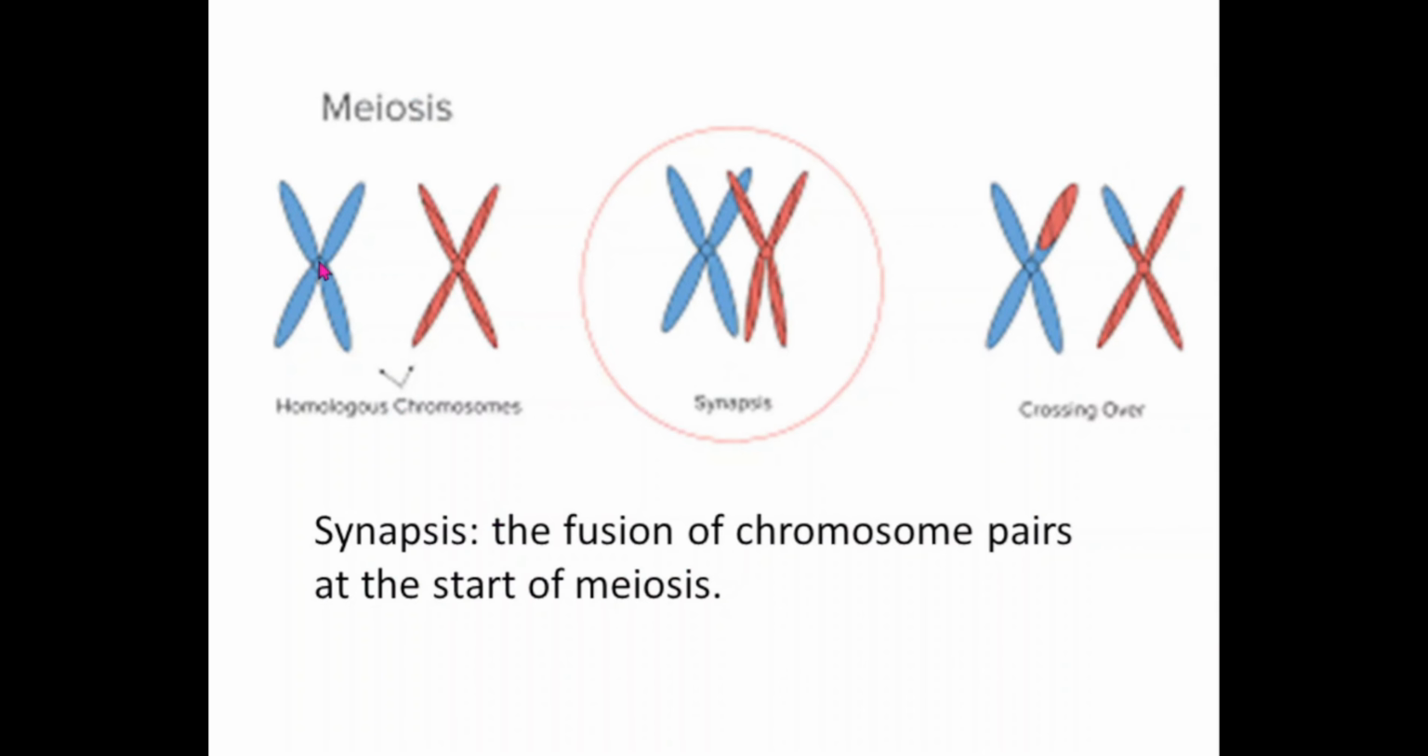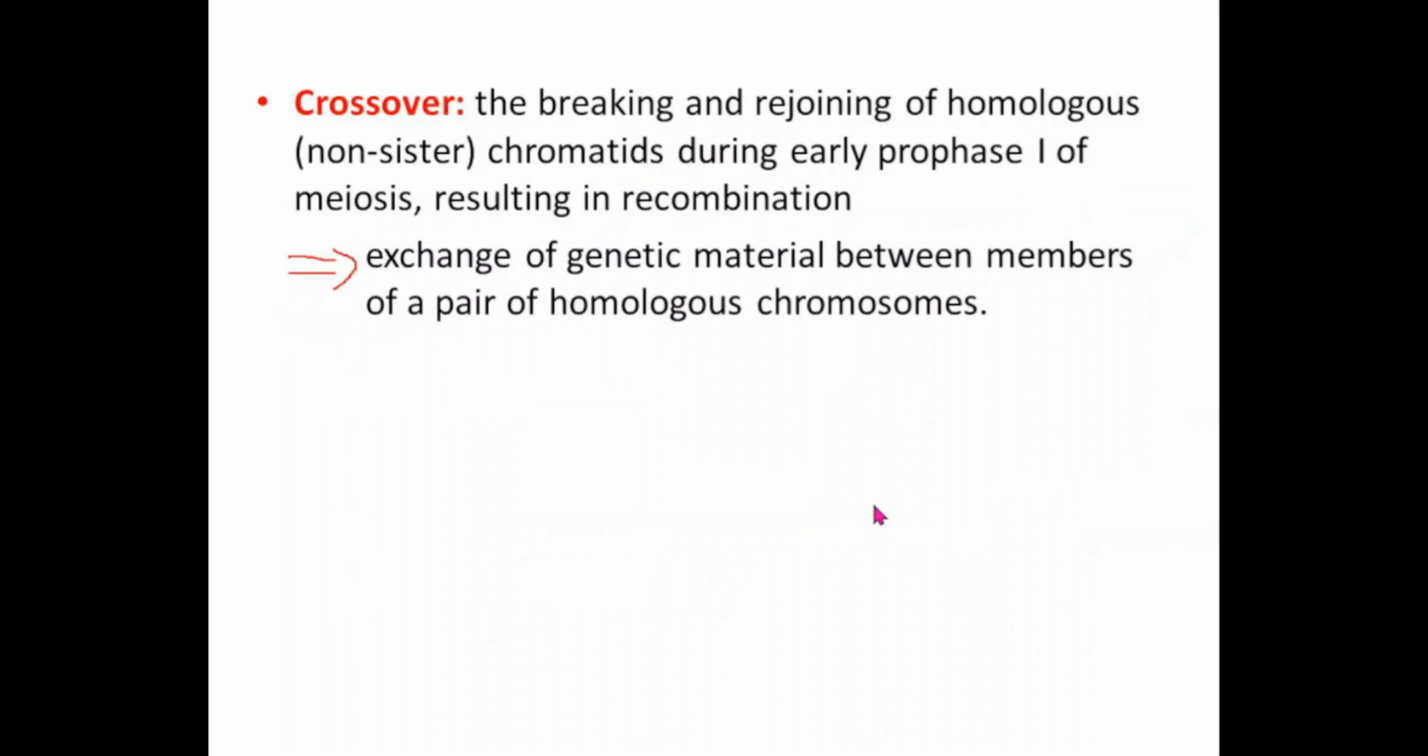This is synapsis, the coming together of the homologous chromosomes. Okay, synapsis. Crossover. From the name, there will be what? Crossing over of one chromosome over the other. The breaking and rejoining of homologous or non-sister chromatids during early prophase 1 of meiosis, resulting in recombination.